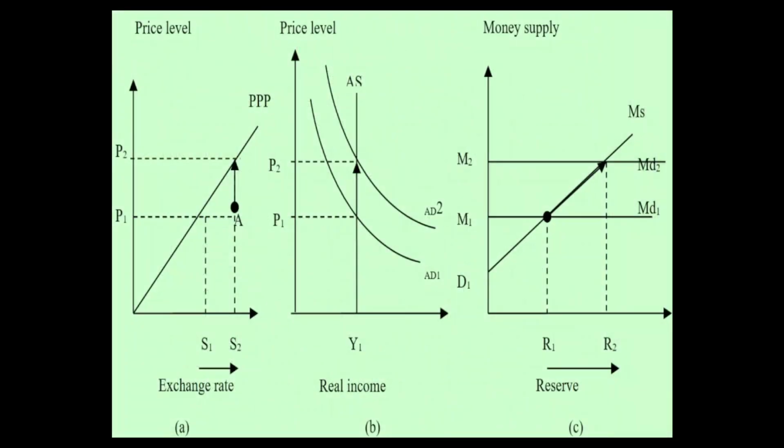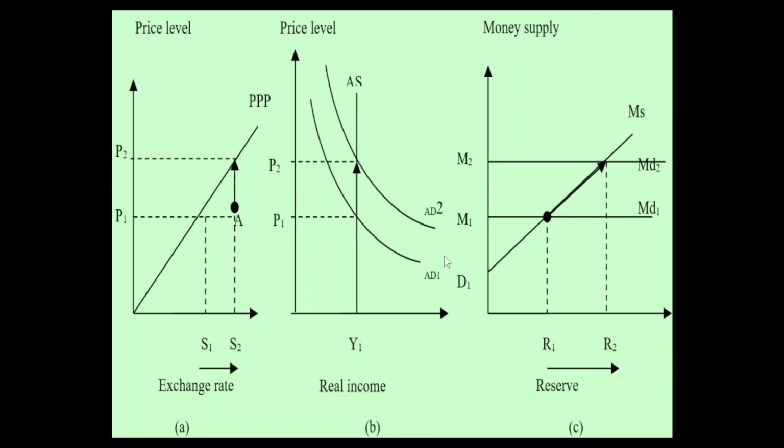As you have seen here with the graph, there is the price level and there is the exchange rate. If the purchasing power parity is this line, there is this point. The exchange rate is increased from S1 to S2 when the price level is increased from this one to this one. In the real income, you can see there is the same income. The income is not changed, but the price changed from price 1 to price 2.